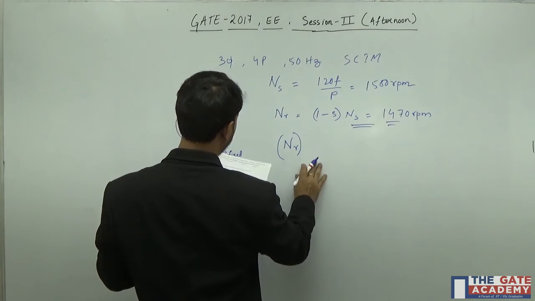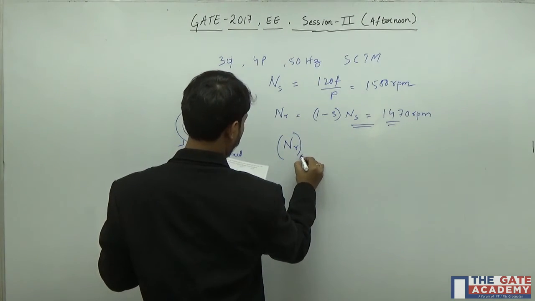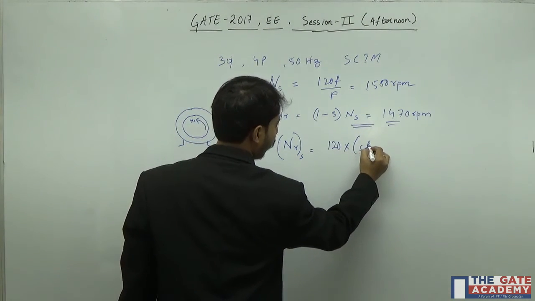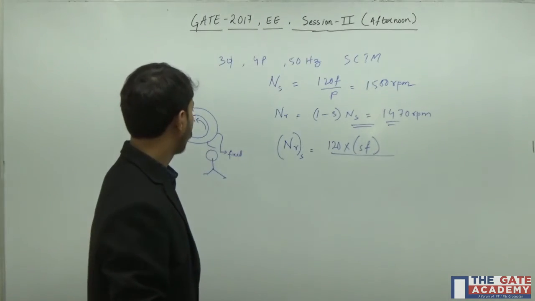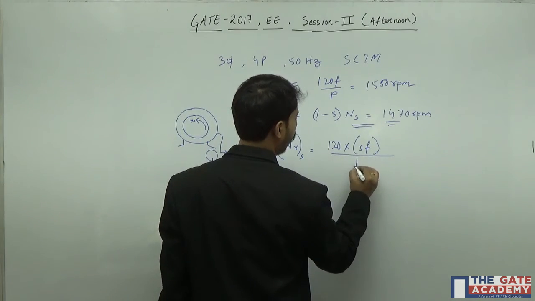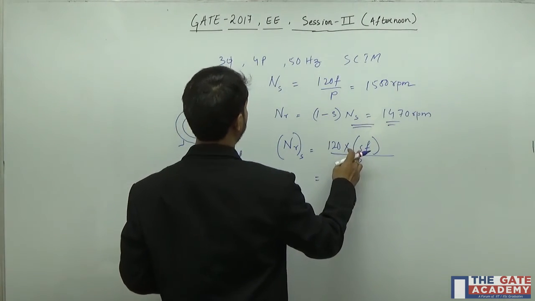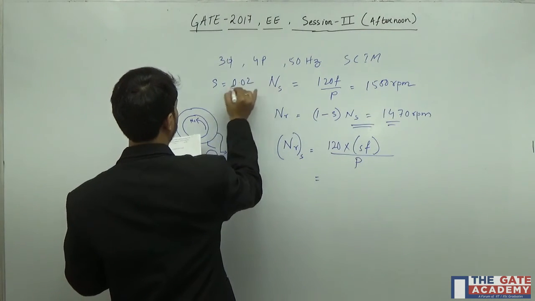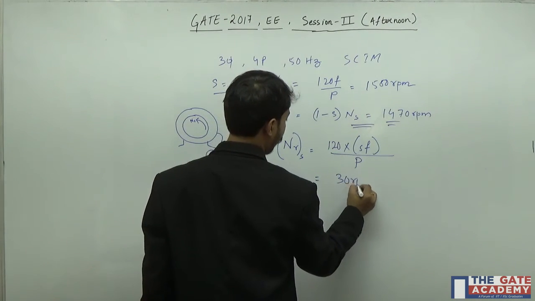The speed of the flux with respect to the rotor will be 120 into S F, since the frequency of the current developed in the rotor is S into F. So 120 into SF by number of poles. The S value is given in the question, S value is 0.02. So if we put the values here, we'll get 30 RPM.